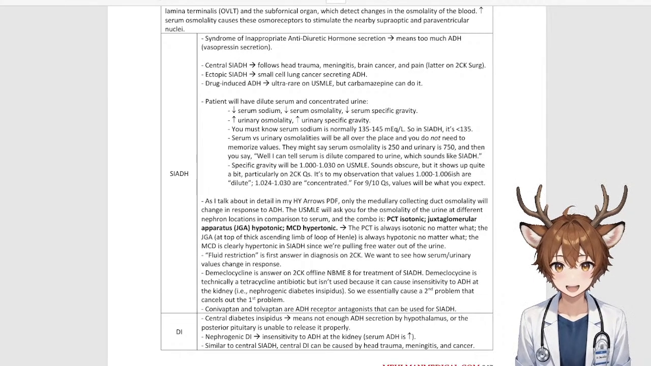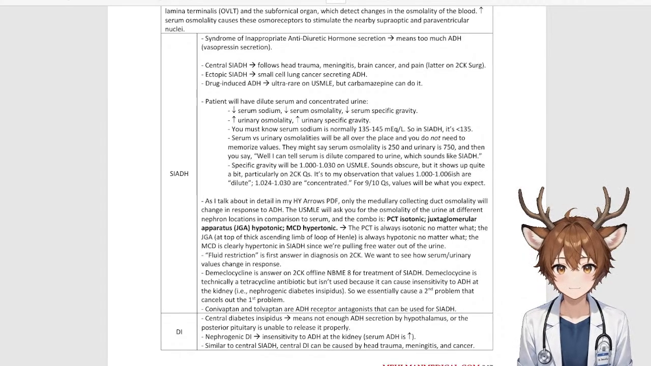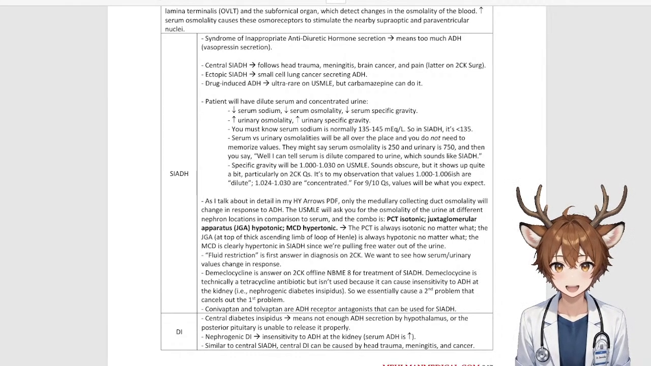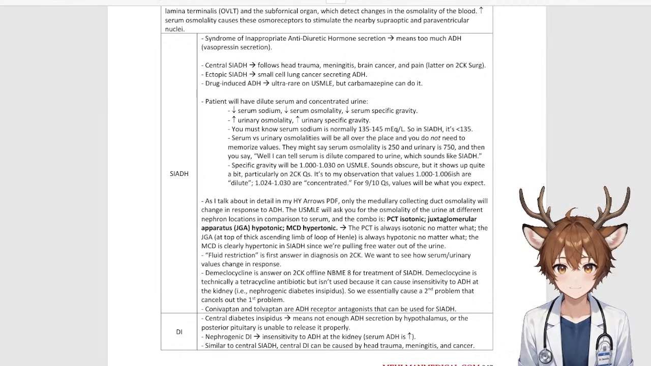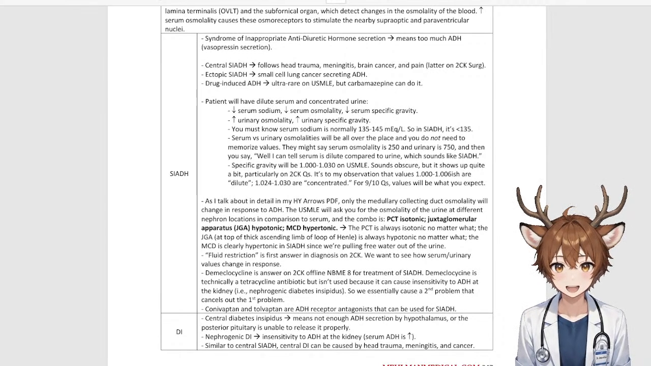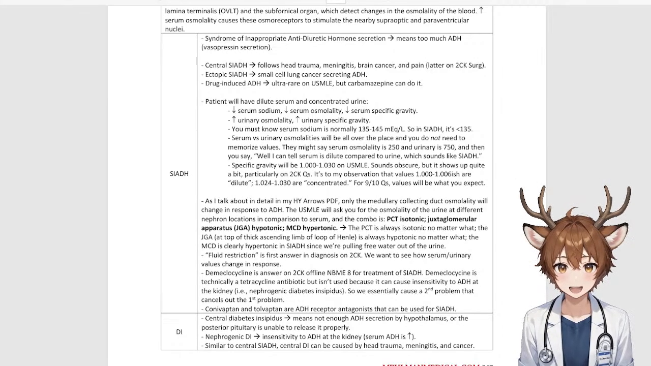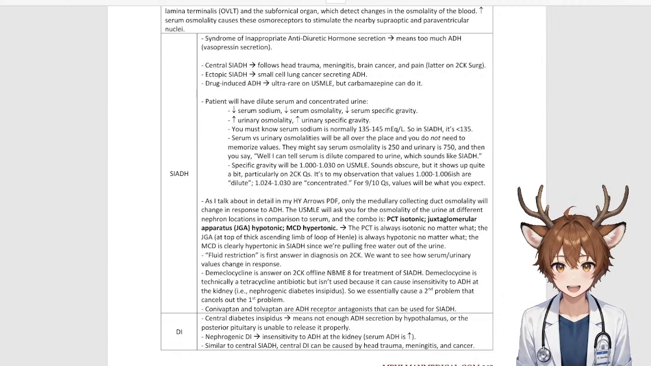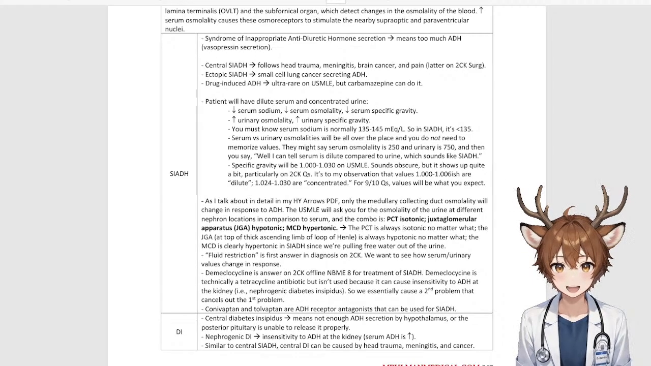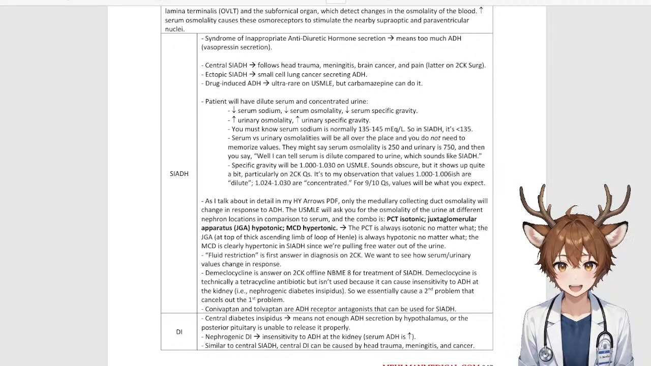The MCD, what are we defining as MCD? Did we mention that before? I know we mentioned it right now, but it's the medullary collecting duct. The MCD is clearly hypertonic in SIADH since we're pulling free water out of the urine. So in the context of SIADH, it's clearly hypertonic. But in other cases, though, JGA is always hypotonic, and PCT is always isotonic.